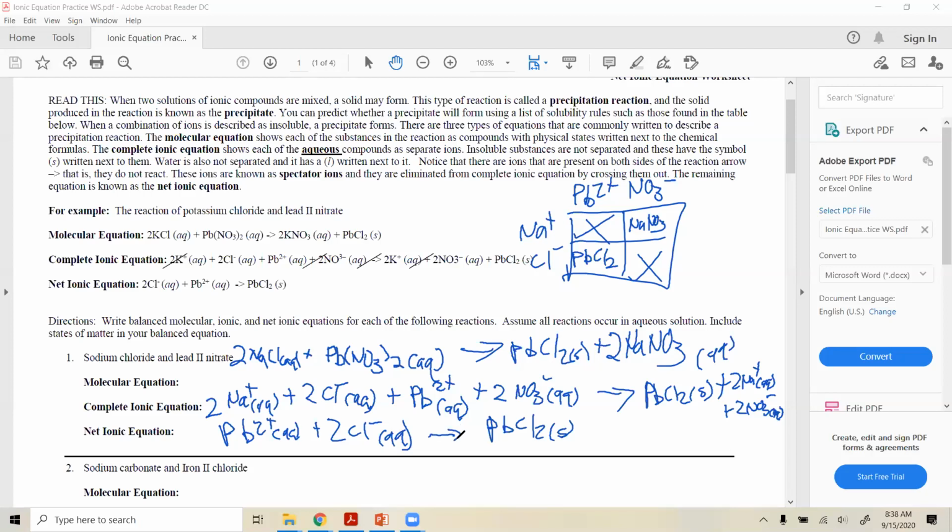And that's how you do your equations. You want to make sure that you have them balanced and you're going all the way through with them. Okay.